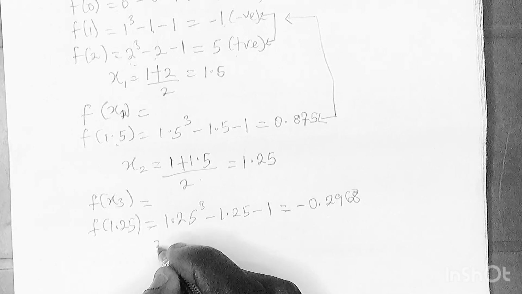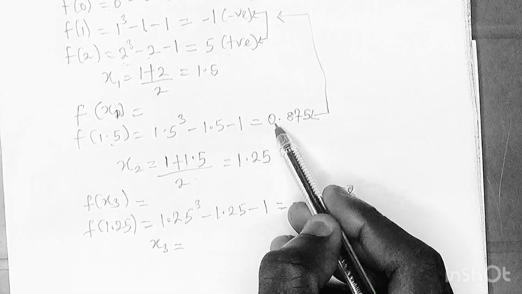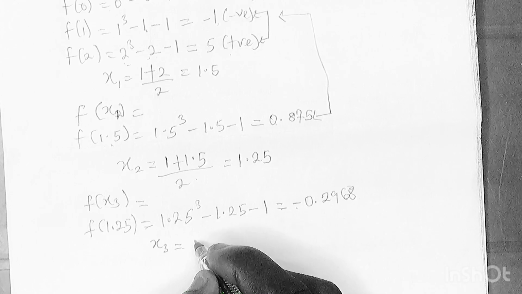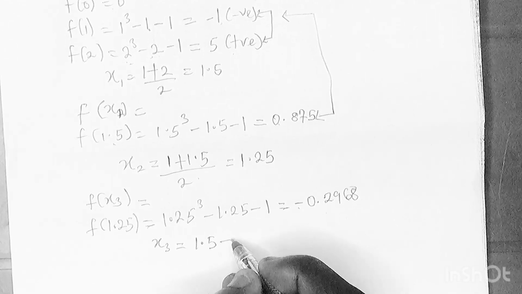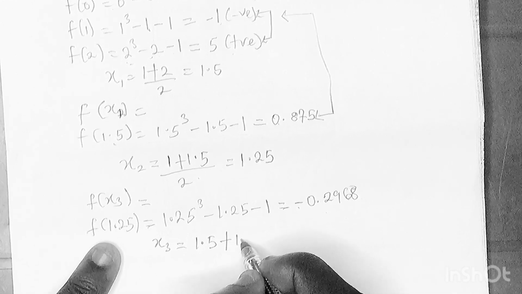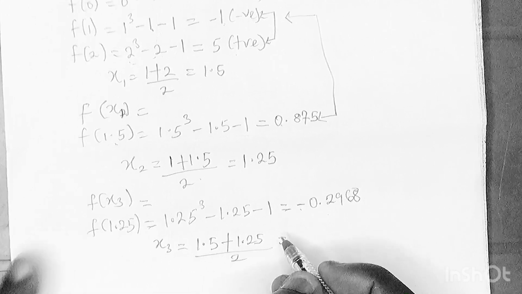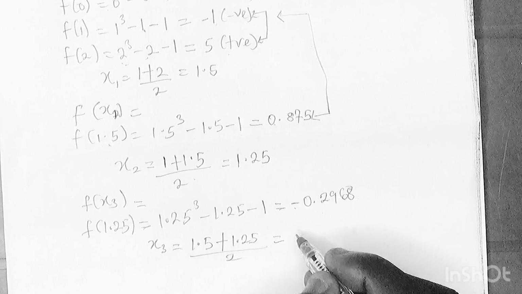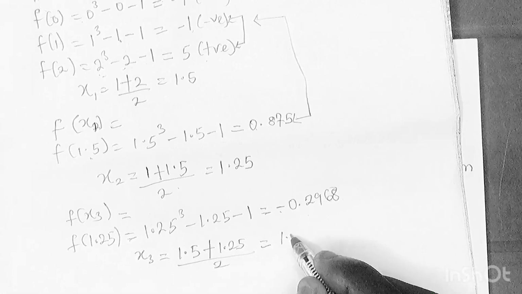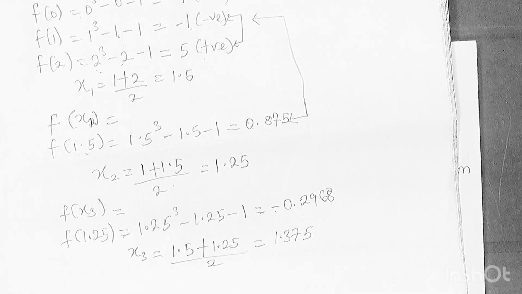X3 will now be, because here I have a negative and I have a positive, so I don't need to go too far. I just need to do 1.5, which is giving me positive here, plus this 1.25 divided by 2. So if you do 1.5 plus 1.25 divided by 2, you are going to get 1.375. So this is your third iteration, which satisfies the question.